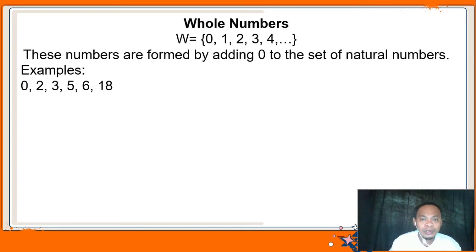Next, we have whole numbers. So whole numbers, these numbers are formed by adding 0 to the set of natural numbers. So we add 0 sa ating natural numbers. So magiging ganito na po siya, 0, 1, 2, 3, and 4, and so on. So for our example, we have 0, 2, 3, 5, 6, and 18.